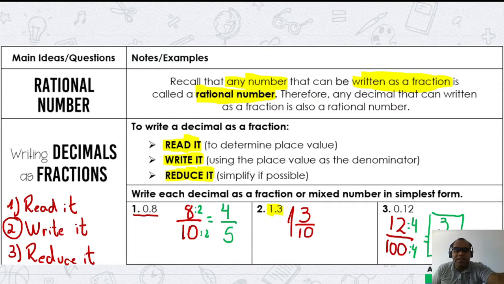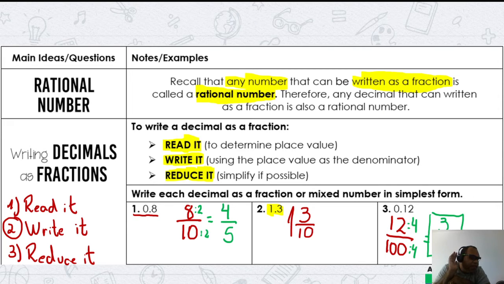Let's talk a little bit about our last class and about rational numbers, decimals to fractions, fractions to decimals. Guys, remember, a rational number is any number that can be written as a fraction. Therefore, any decimal that can be written as a fraction is also a rational number. Great. And here I'm teaching you there are 3 steps to do it: read it, write it, and reduce it. I think you remember from our last class.